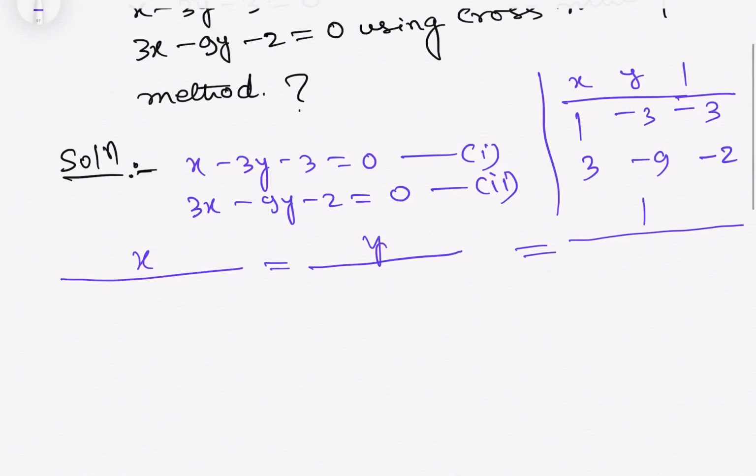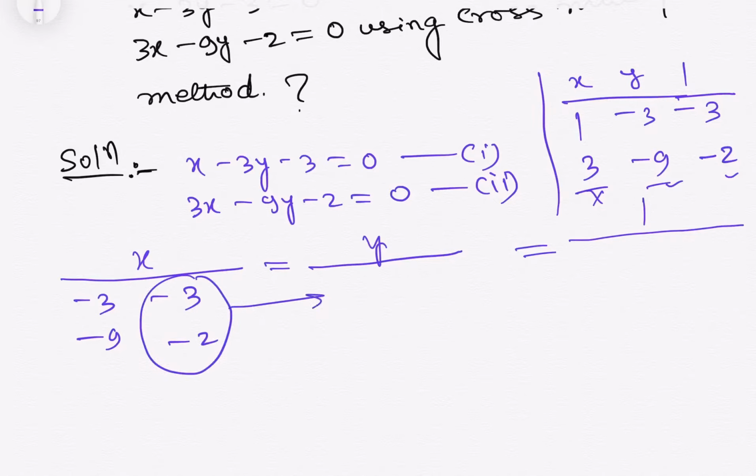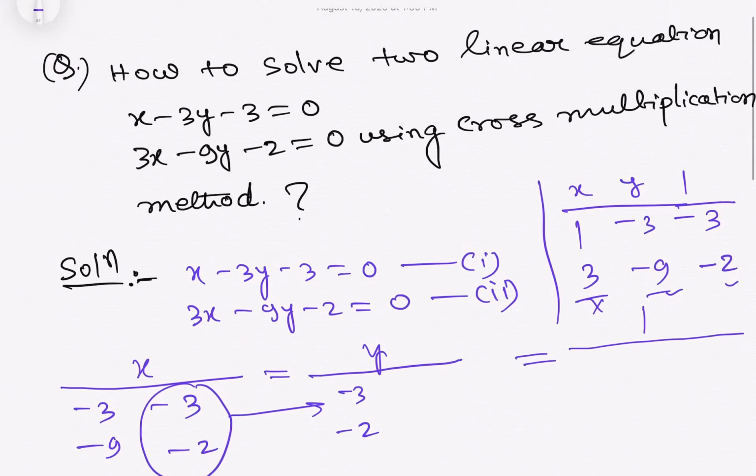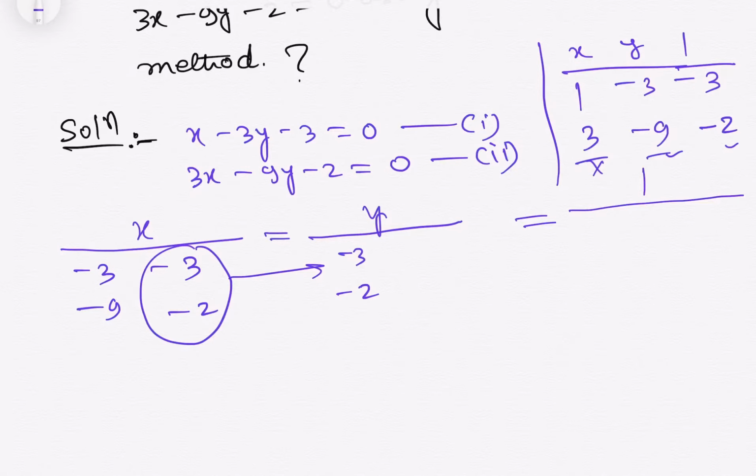Now when you deal with the x variable part, you don't look at this portion, you only consider the y part and the constant part. Write here first the y part, which is minus 3 and minus 9, and the constant part, which is minus 3 and minus 2. When you deal with the y variable part, we don't look at the y portion, we only deal with the x part and the constant part. I have already written the constant part. The left portion is the x part, so write here the x part, 1 and 3.